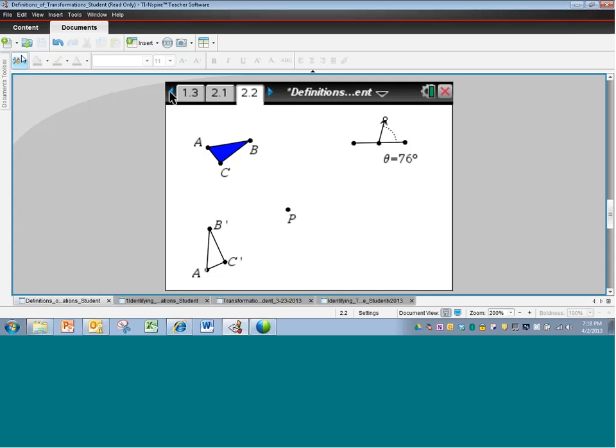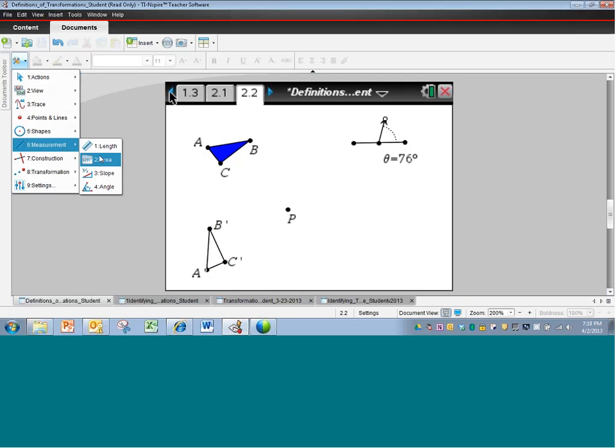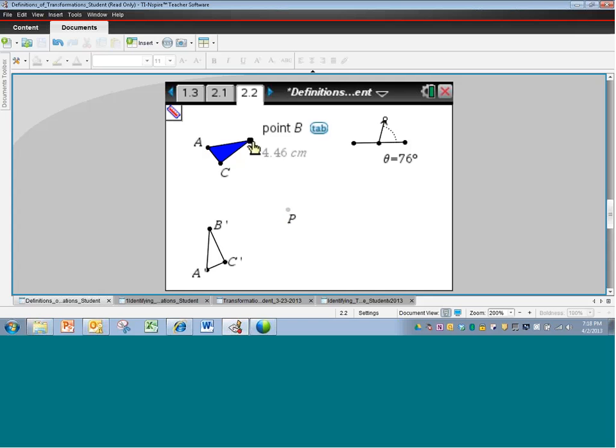I'm going to measure the distance from P to B. And then I'm going to measure the distance from P to B prime. And I'm going to make an observation. Maybe it's a coincidence. I'm really not sure. Let's move that open circle and change our figure and see what happens. So it appears as though the distance from the center P to a point and the distance from the center P to the image of that point is the same.